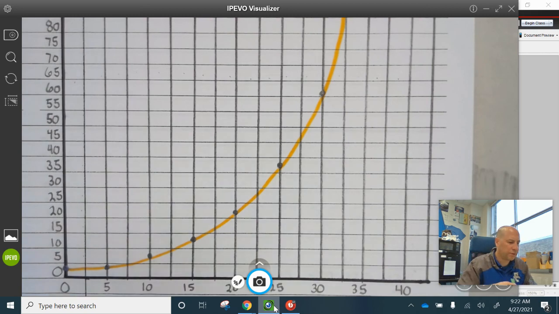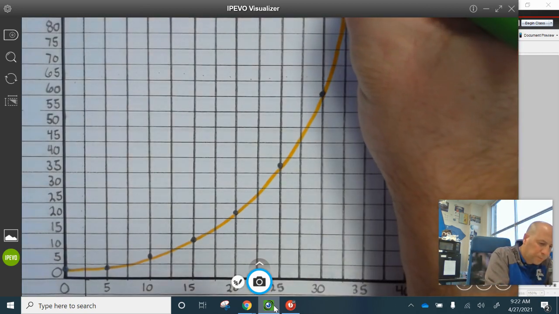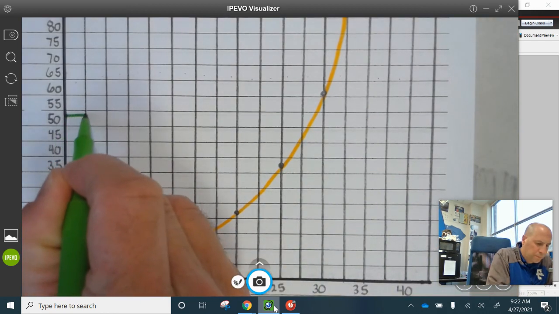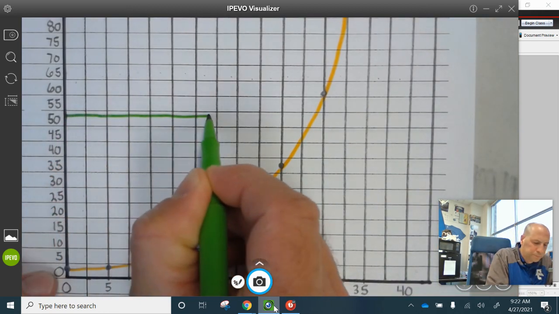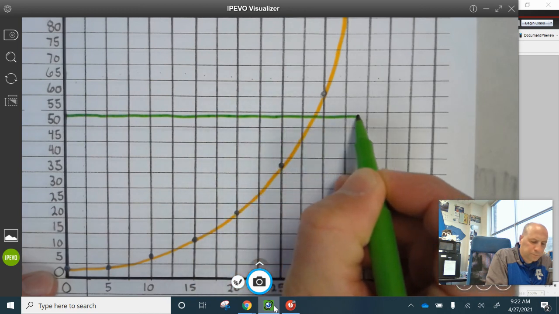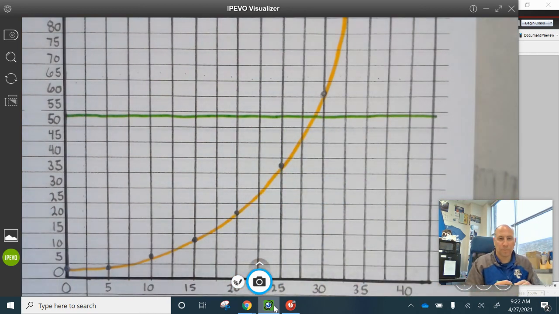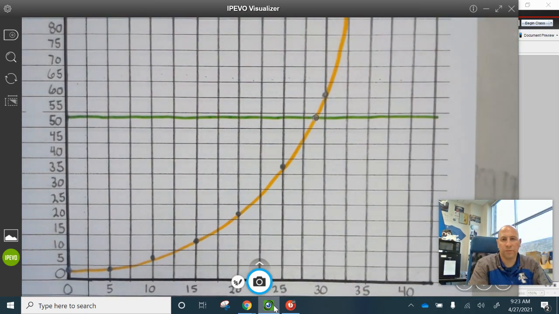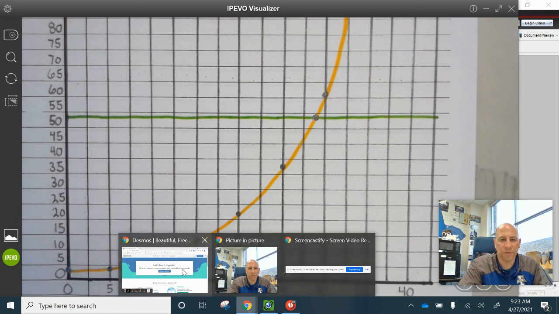Now, the right side's 54. So this is the point we're looking for. Okay. Now, we could find the point of intersection using the calculator, but Desmos does a better job finding this point right here. So let's go to Desmos now.